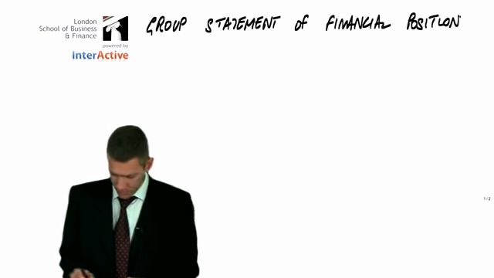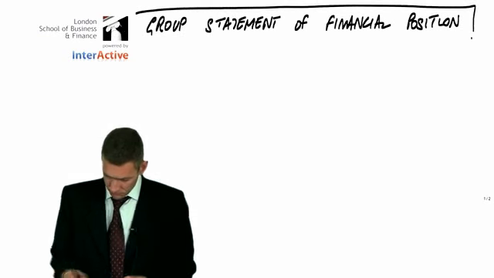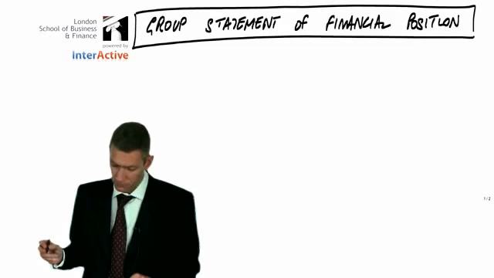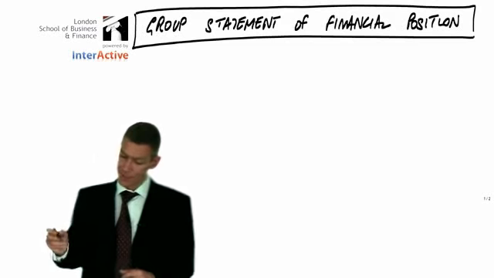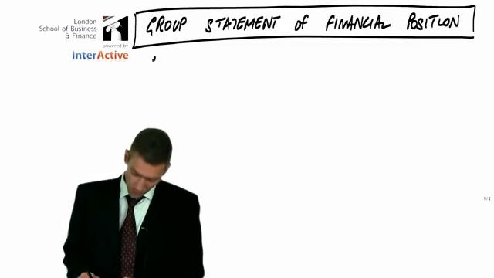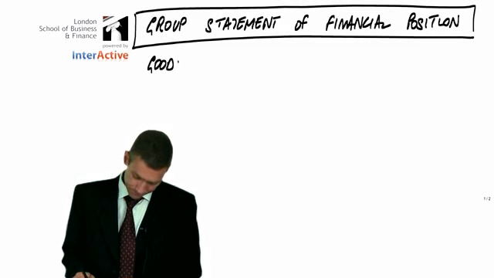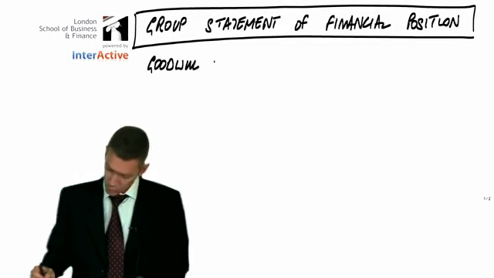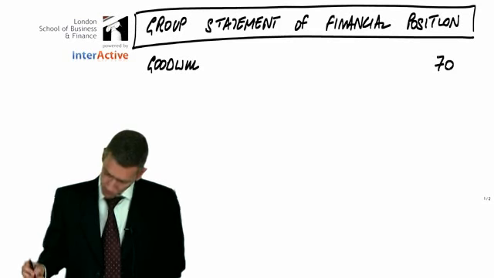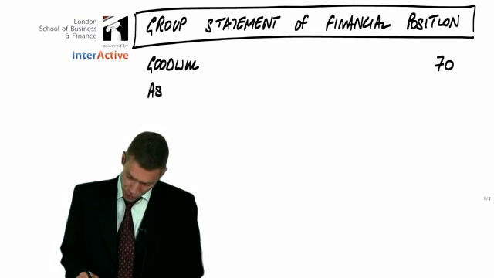SFP, as it's sometimes called. Group statement of financial position with goodwill. Goodwill was 70, wasn't it? And then we have the associate.